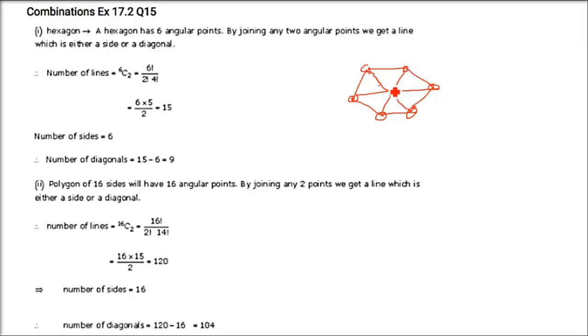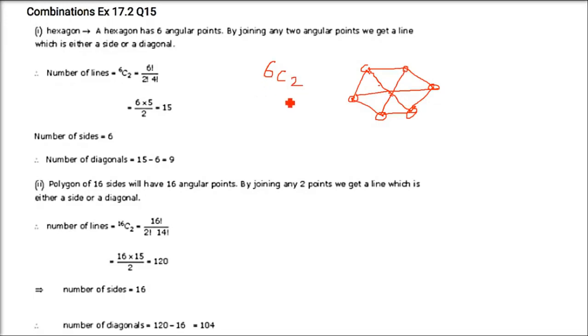Don't worry about the number of diagonals. Just remember the number of points. So you have 6 points or 6 vertices. 6 vertices are there. Now you have to select any 2 of these to make a line.